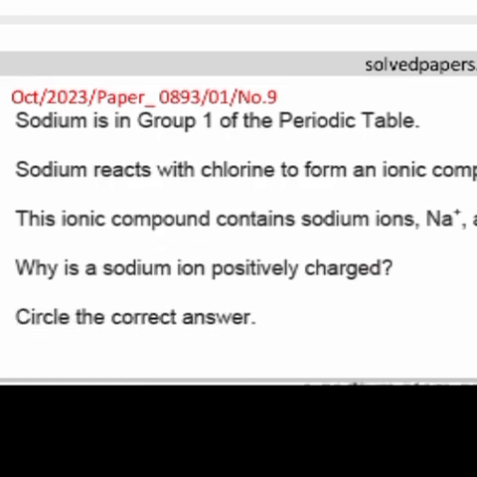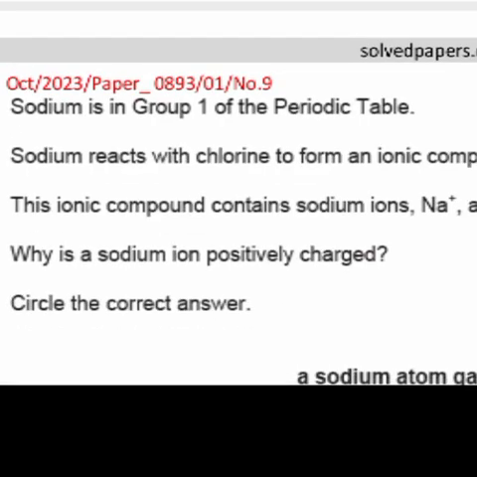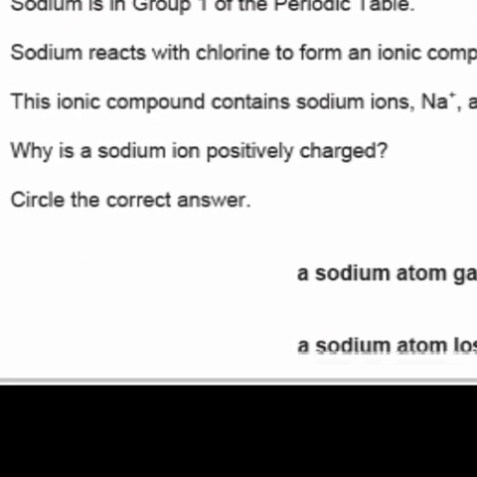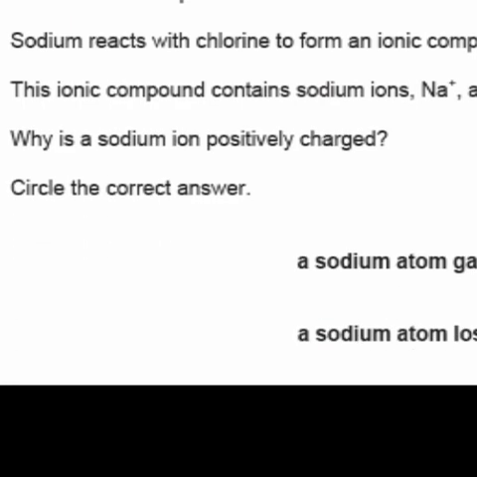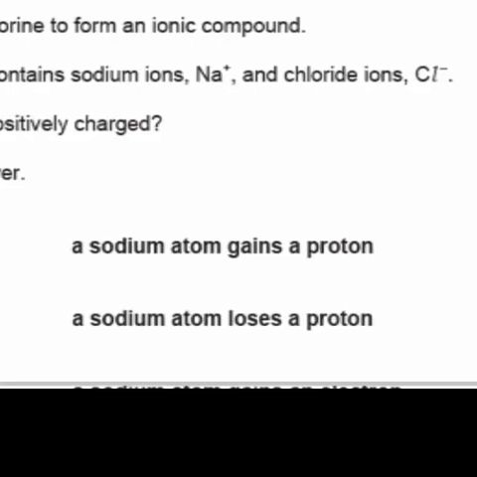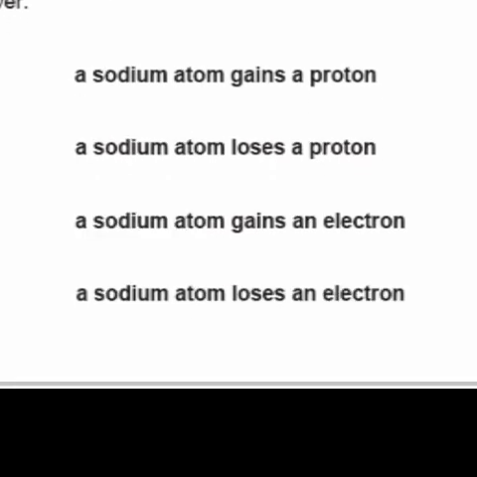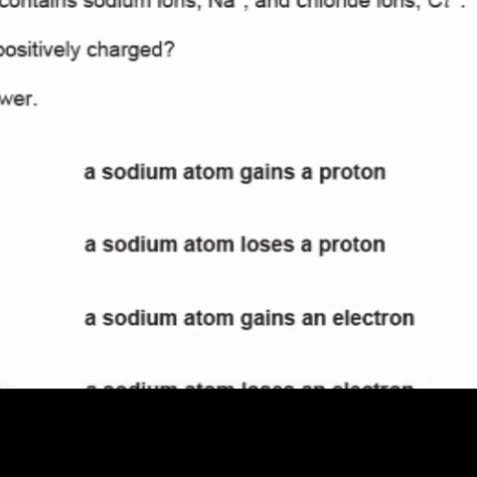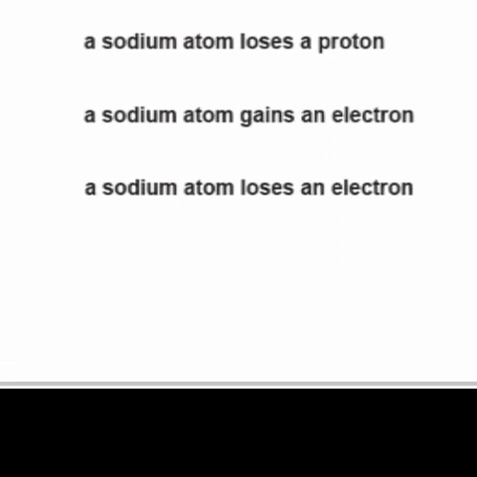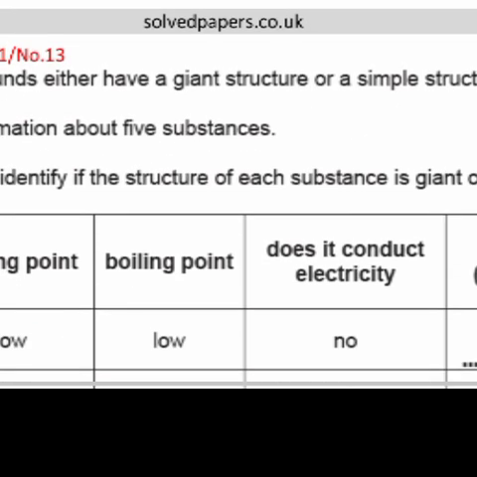Next one says, sodium is in group 1 of the periodic table. Sodium reacts with chlorine to form an ionic compound. This ionic compound contains sodium ions and chloride ions. Why is a sodium ion positively charged? Circle the correct answer. The correct answer is the last one: a sodium atom loses an electron. That is why it becomes a positively charged ion. Let's see the next question.